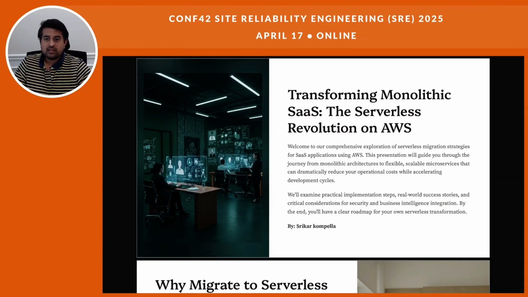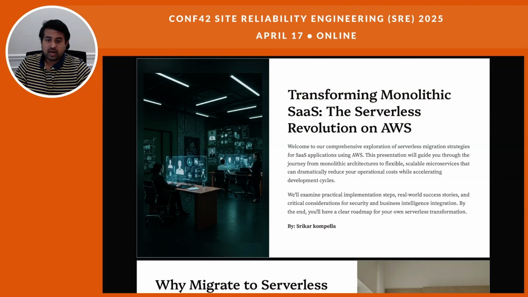Today we're going to discuss transforming monolithic SaaS, the serverless revolution on AWS. Welcome to our comprehensive exploration of serverless migration strategies for SaaS applications using AWS. This presentation will guide you through the journey from monolithic architectures to flexible microservices that can dramatically reduce your operational cost while accelerating development cycles.